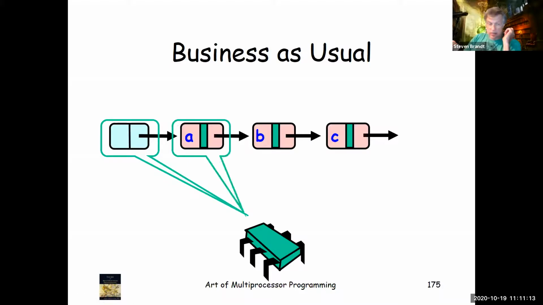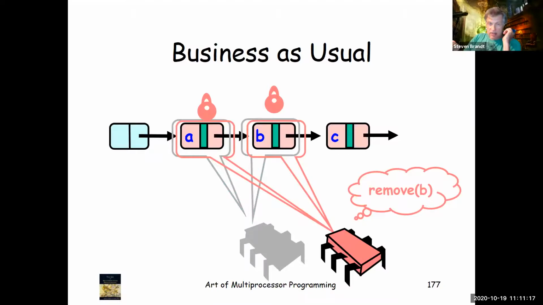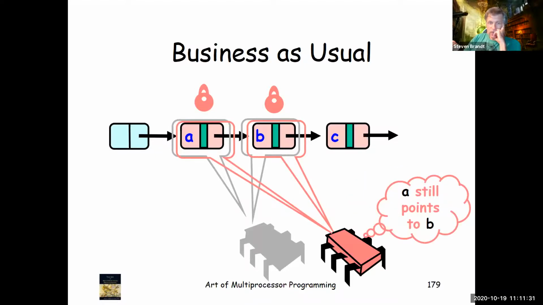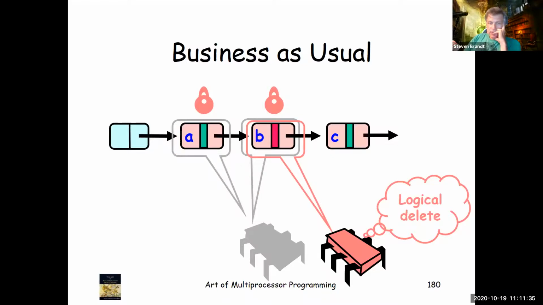So how does this look? We have business as usual. Somebody comes in and decides to remove B. This green processor has got A and B, and then suddenly orange jumps in and removes B. It locks these two. It does its validation. It does its logical delete, and then its physical delete.